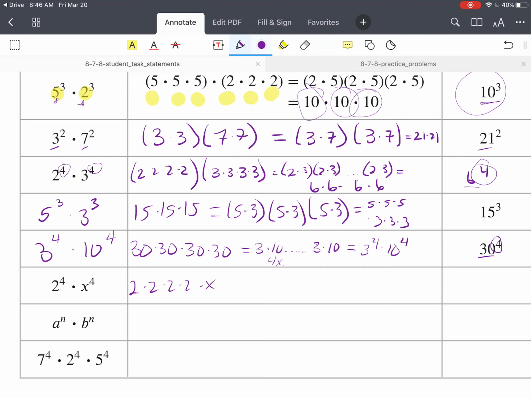That's going to be right here. 2 times 2 times 2 times 2 times x times x times x. What do they want us to do here? Oh, they want us to write it in one single exponent. So it's going to be 2x times 2x times 2x times 2x, which is 2x to the 4th.